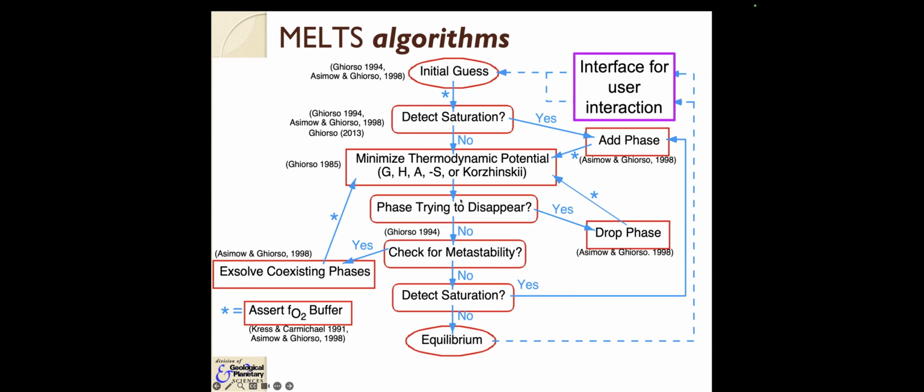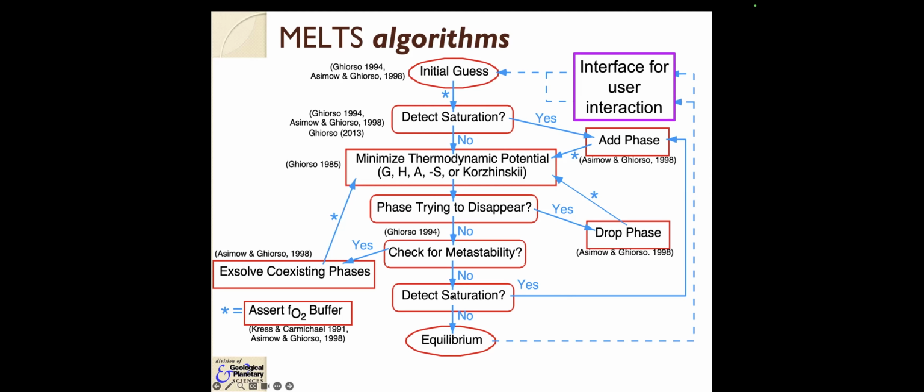Then you can ask, are any of the phases trying to disappear? Their mass is going to 0. If so, you can take them out, loop back, and equilibrate with a smaller group of phases. If no, you can ask whether any of the phases want to split into multiple copies of themselves, like 2 pyroxenes or 2 feldspars or 2 liquids. If so, you can add an extra copy. You can go back and now equilibrate again with your longer list of phases that includes both copies.